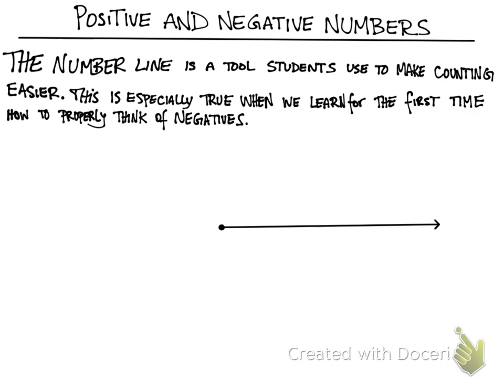Here's a quick tutorial video about positive and negative numbers. So first of all, we should talk about the number line. It's a tool that students use to make counting easier. This is especially true when we're learning for the first time how to properly think of negative numbers.